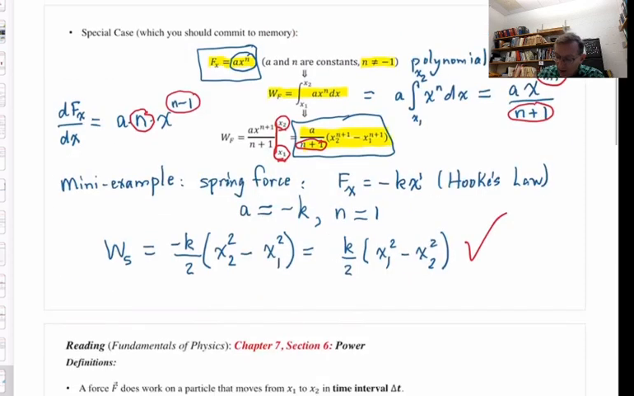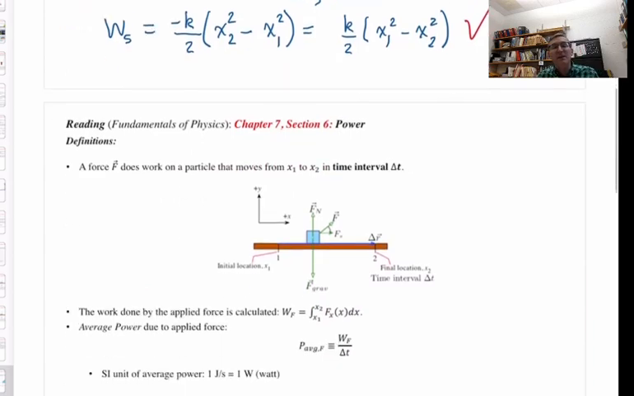All right, but I want to go on now to one more topic in this video lecture. Now I'm moving on to one more section in Chapter 7, Section 6, where we introduce in physics the concept of power. Another one of those words that people use a lot in daily life, but has a very specific definition in physics. Bottom line is this. This chapter has been concerned a lot about forces that do work.